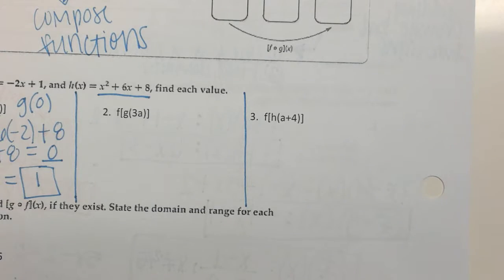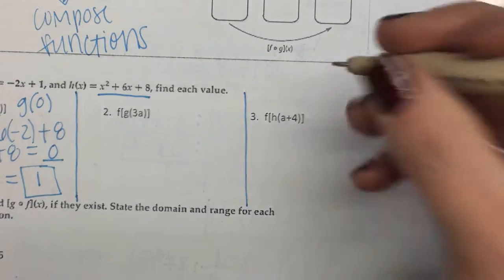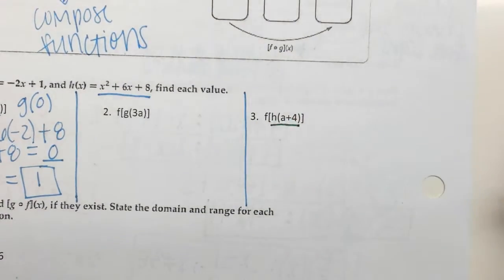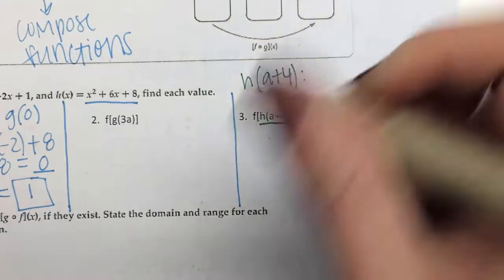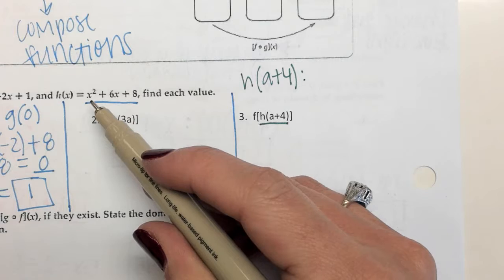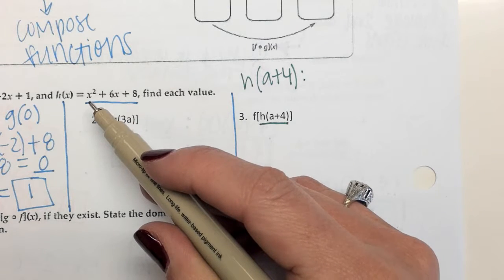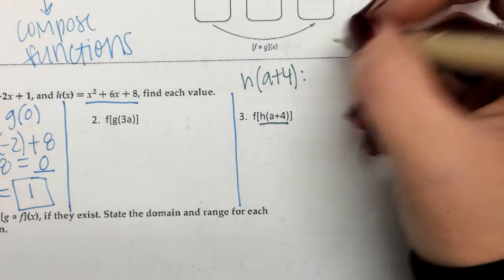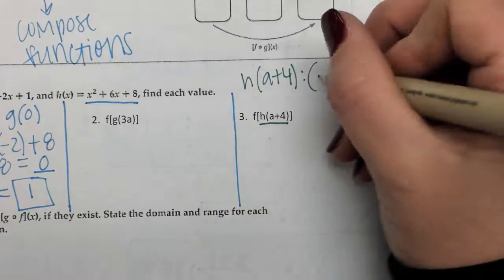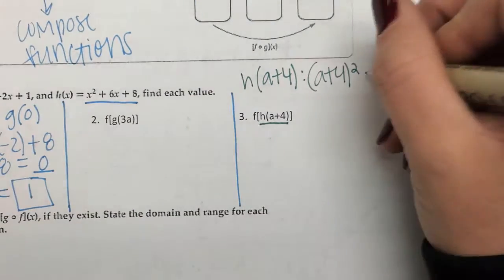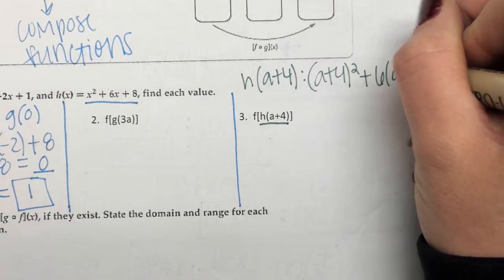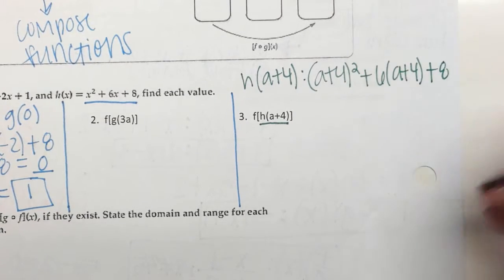Alright, we start with what's inside the function, which is h of a plus 4. So we're going to take this function and plug in what for x? Yes, the entire thing. So it would be, instead of x squared, a plus 4 squared plus 6 times a plus 4 plus 8.